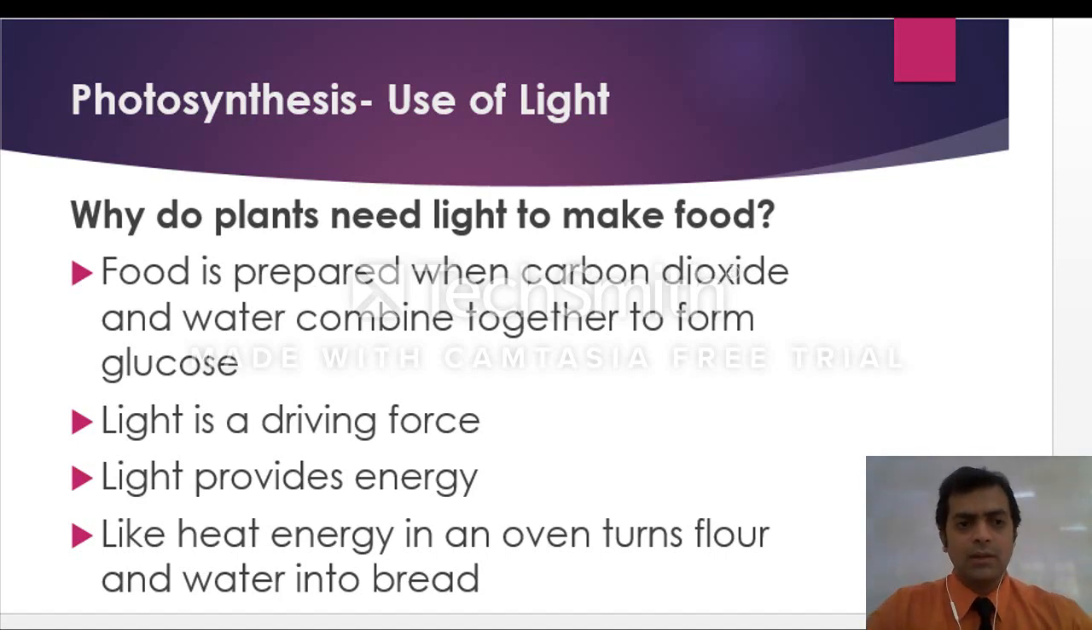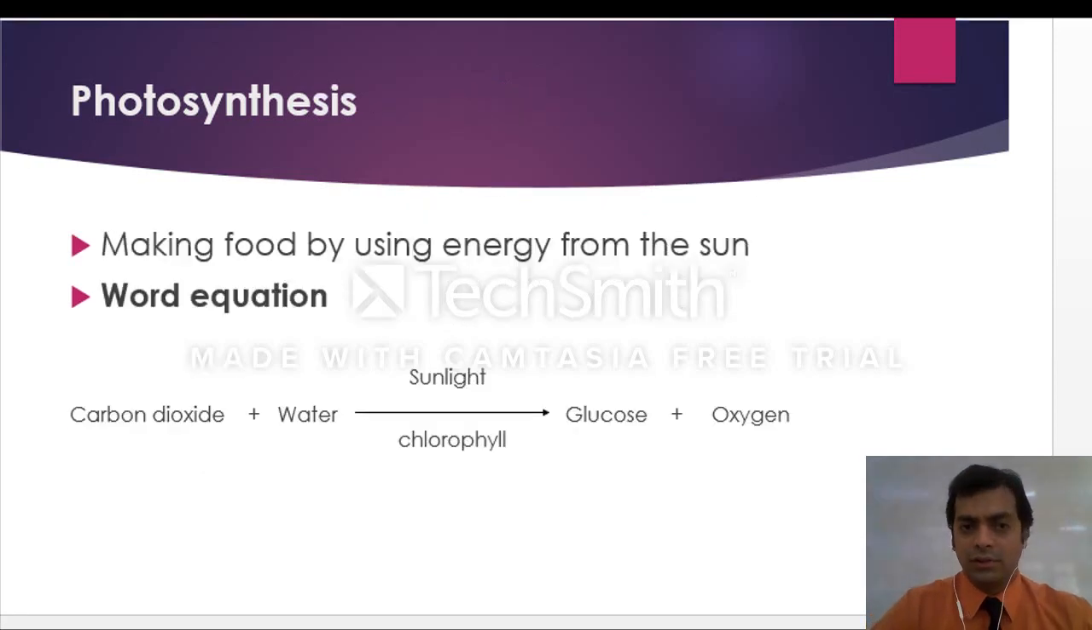So let's look at the equation of photosynthesis. Normally we use the chemical equation, but the word equation is one in which we just write the words. We don't write the symbols. Like here, carbon dioxide, we are writing it completely in words. We are not writing CO2, which is the symbol for carbon dioxide. You can see the carbon dioxide and water are joining together and making glucose and oxygen in the presence of sunlight. And this process is happening in chlorophyll, which is the green pigment present in the chloroplast of the plant cell, which actually traps the sunlight.